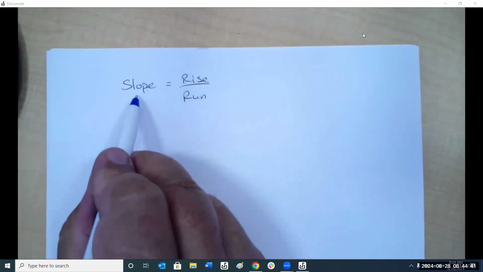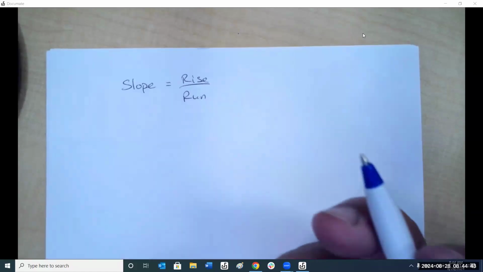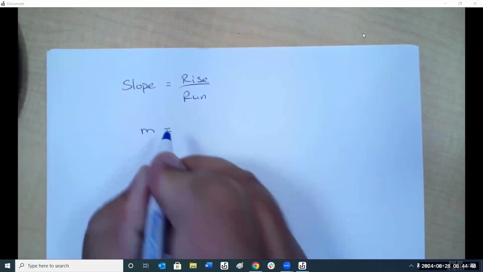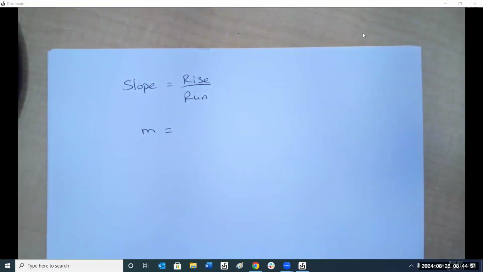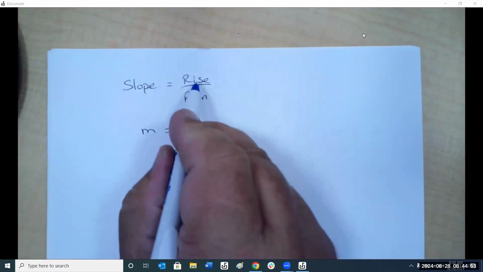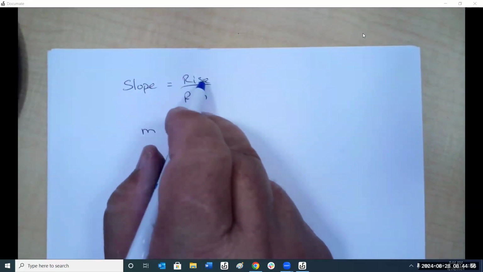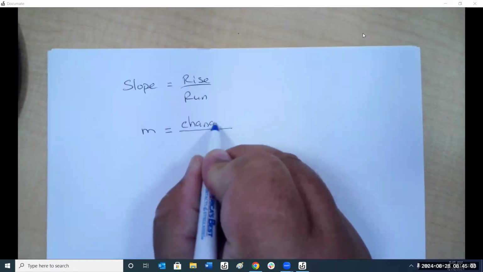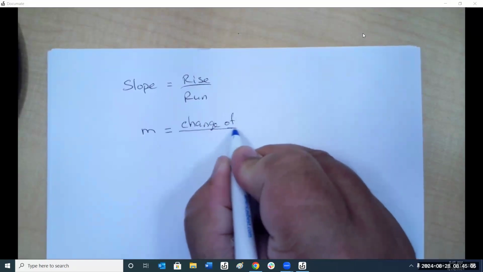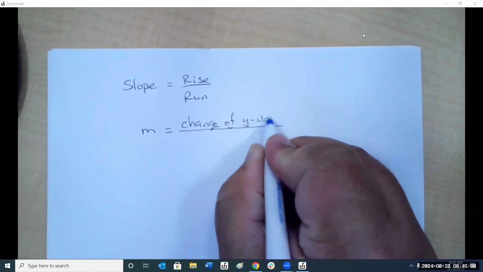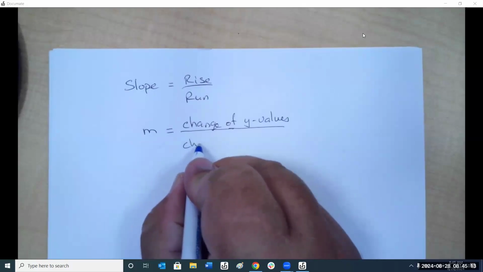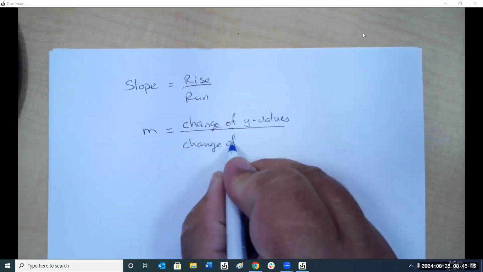In mathematics, to represent the slope, we have to use a variable, a letter. So we use M. Now, what does rise mean? How would you know if it's rising? Right? It's the change of Y values. And the run is the change of your X values.